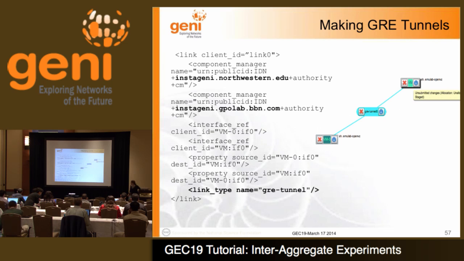I know the font's a little bit small, but the basic thing to see here is that the link type is just a link like any other link you will have. Like the stitch link you were creating now, it has two component manager IDs, and just the type, instead of LAN, is GRE tunnel. And this is how it would look in Flack. You just draw two nodes, you draw a link, and you choose for this to be a GRE tunnel.